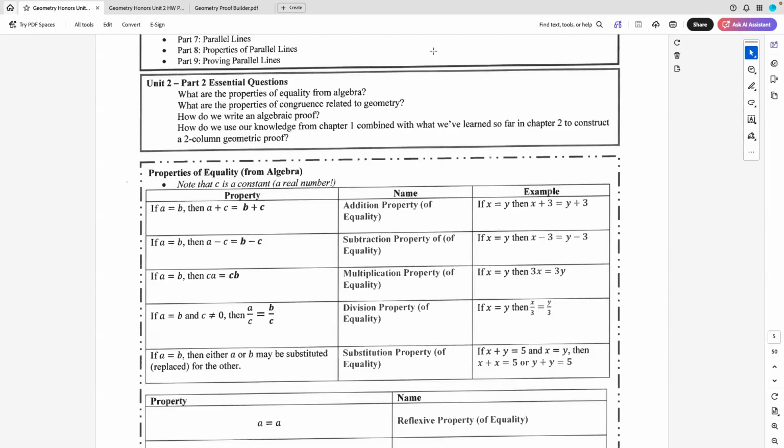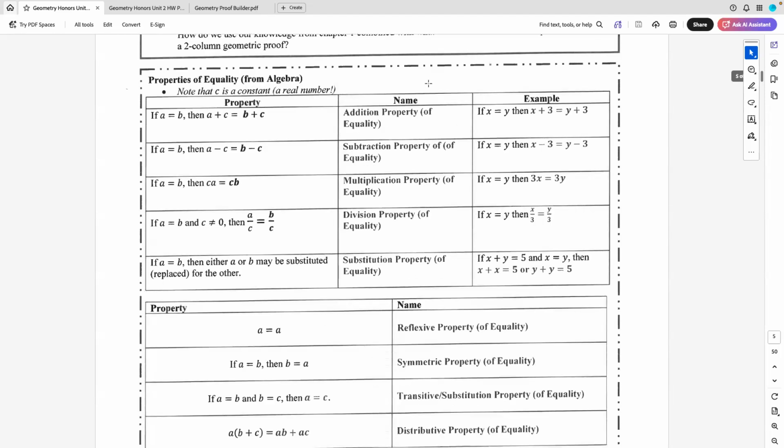Substitution is a big one. That means just replace. Like A equals B, or in this case here, X plus Y equals 5, X equals Y, then guess what? I replace Y with X. That's true. Or replace X with Y. That's true. You're just substituting. So that's a property we use a lot.